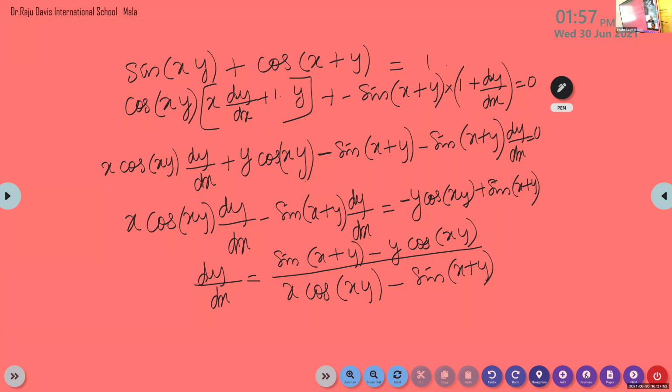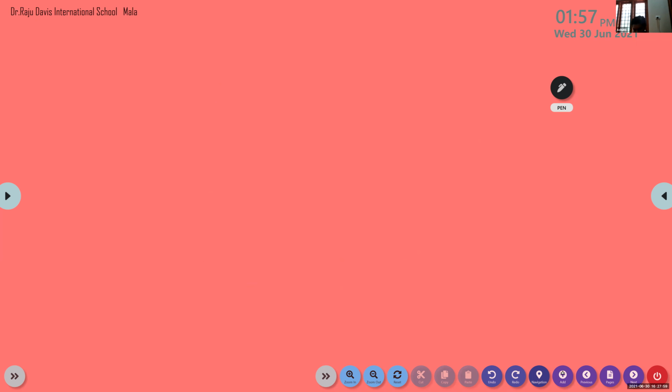Next one. Now we completed, Achut? Yes. Write the next one. Find the derivative of x square by a square plus y square by b square is equal to 1. How will you do this? This is again a very important 1 mark question. Mark it as important.